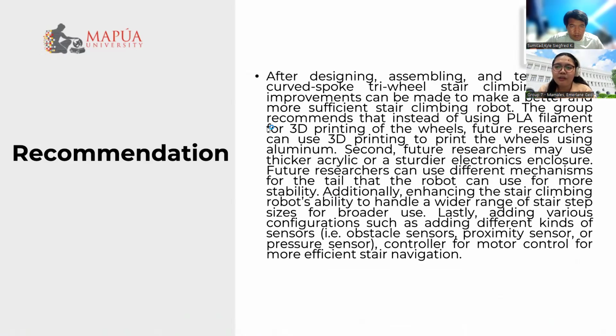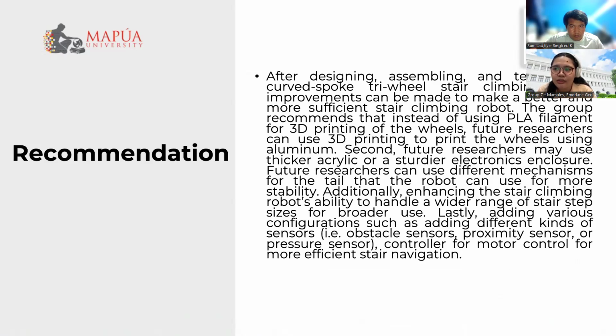Recommendation. So after designing, assembling, and testing the curved spoke tri-wheel stair climbing robot, improvements can be made to make a better and more efficient stair climbing robot. The group recommends that instead of using PLA filament for 3D printing of the wheels, future researchers can use 3D printing to print the wheels using aluminum.